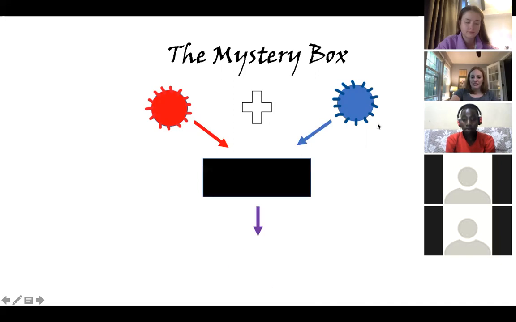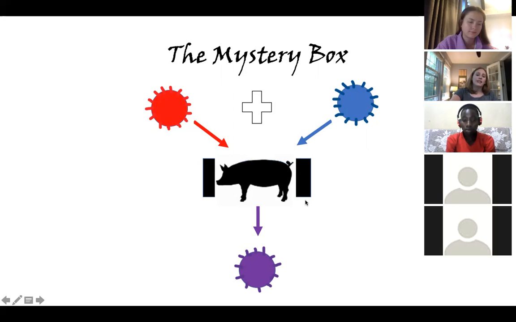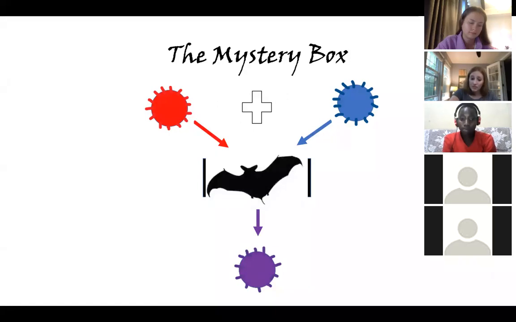Okay, and the last example of a mutation is something that I personally find super cool, and it's called genetic reassortment. Pretty much what it is, in this case, is one virus, a red virus, joins another virus, a blue virus, and they make a brand new virus. That something could be a pig, so like swine flu, can happen with bird flu, and with other species.